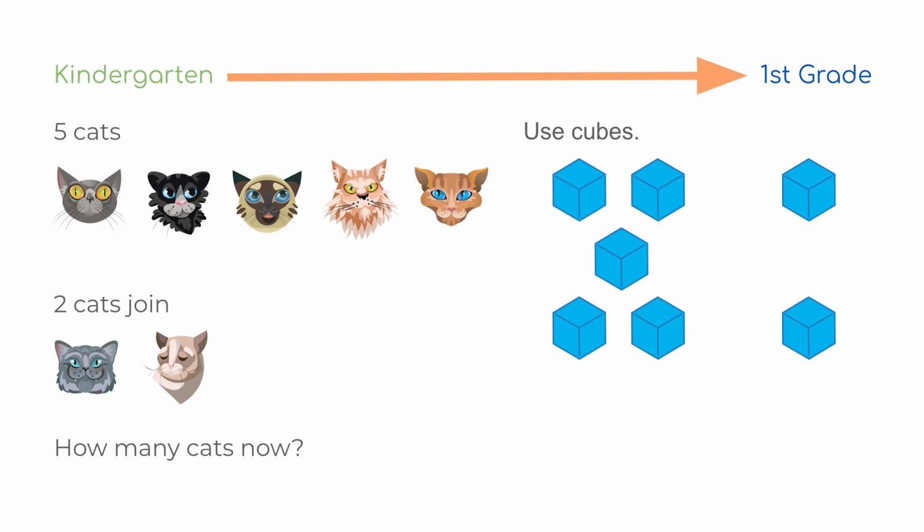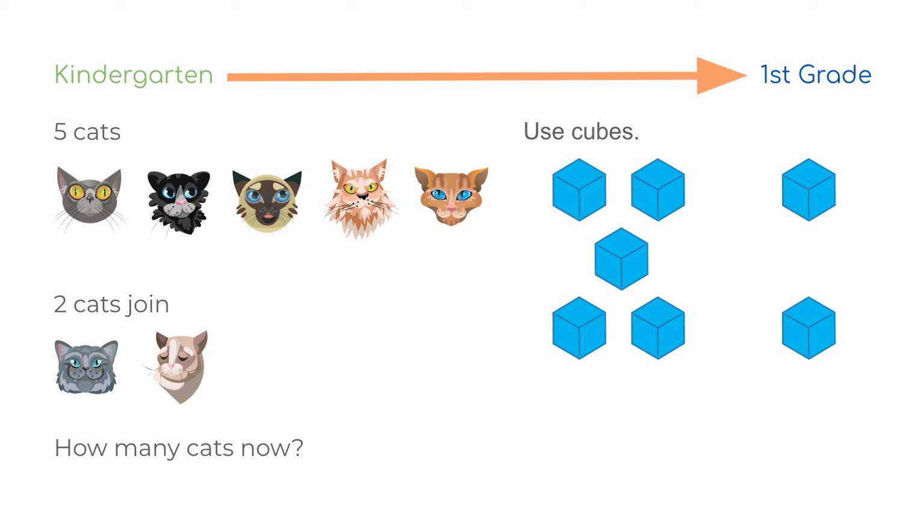Here I have the student practice page. With the add to method, you're starting with an amount and then adding to that amount. So they're showing you with visuals, just like the kids would have learned in kindergarten. There are 5 cats to start, and then 2 more cats join. The student would count how many cats there are.